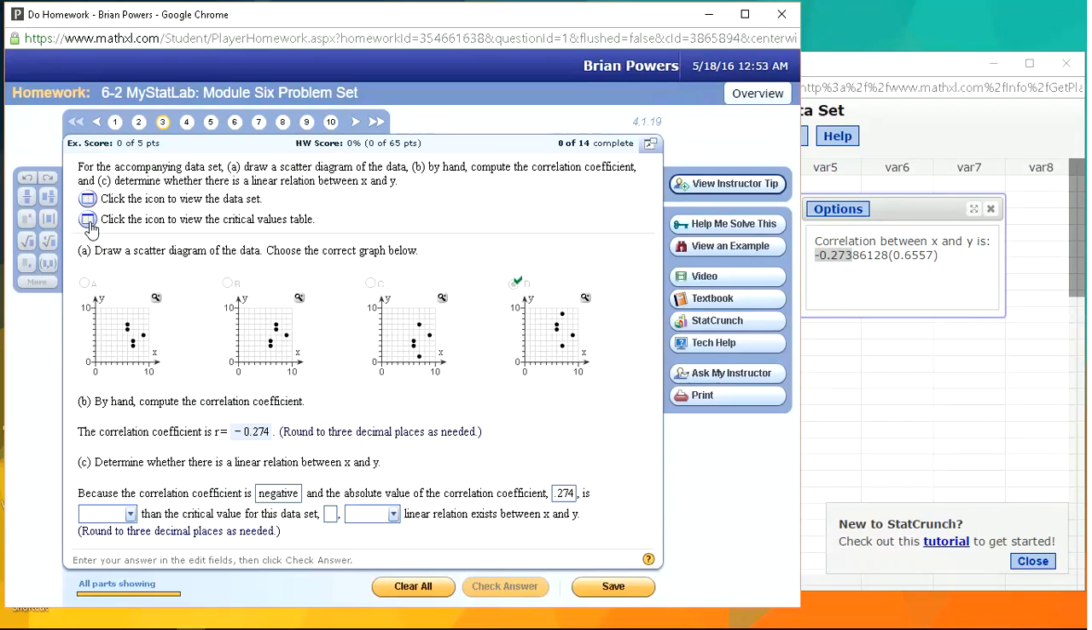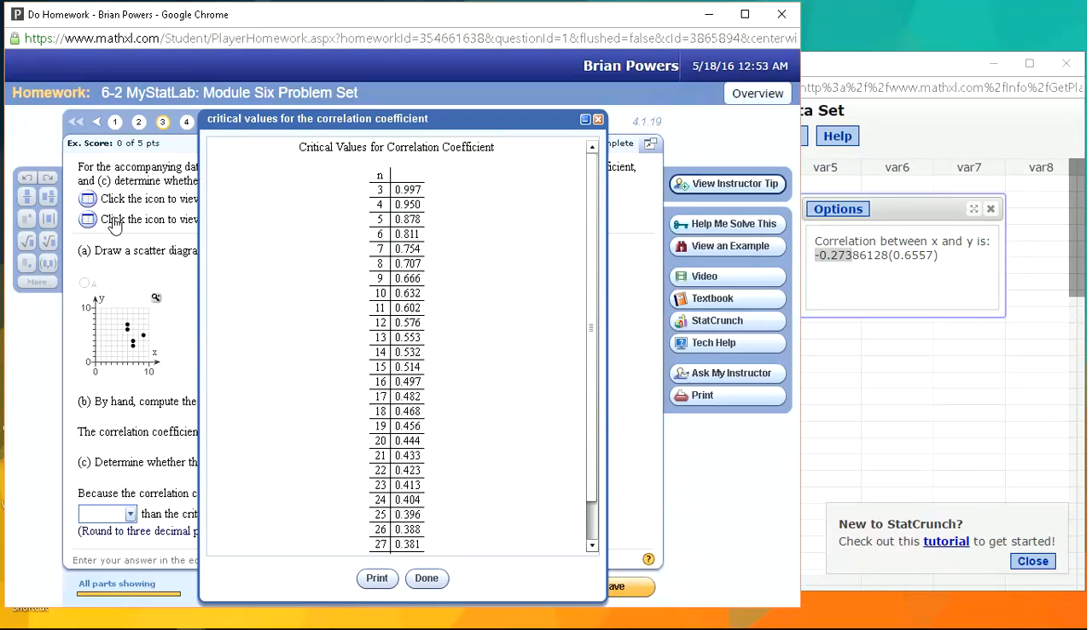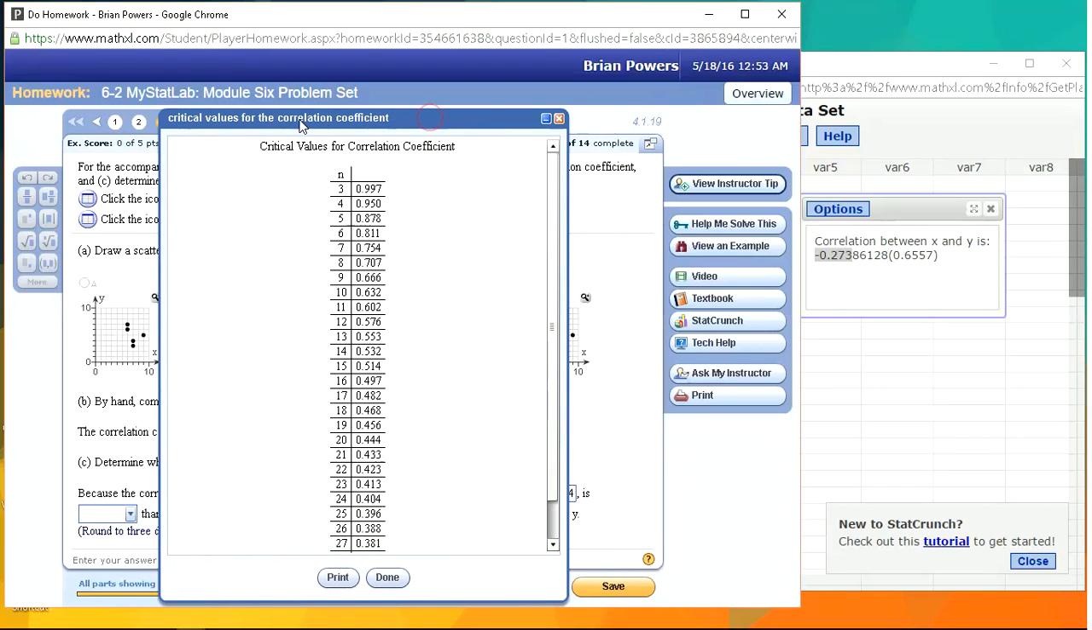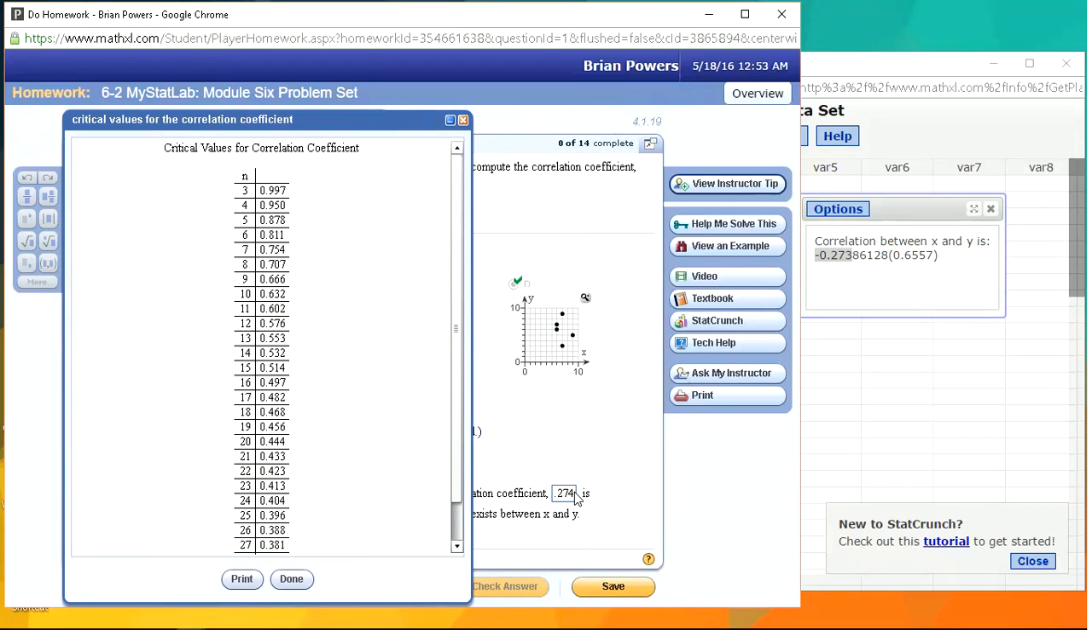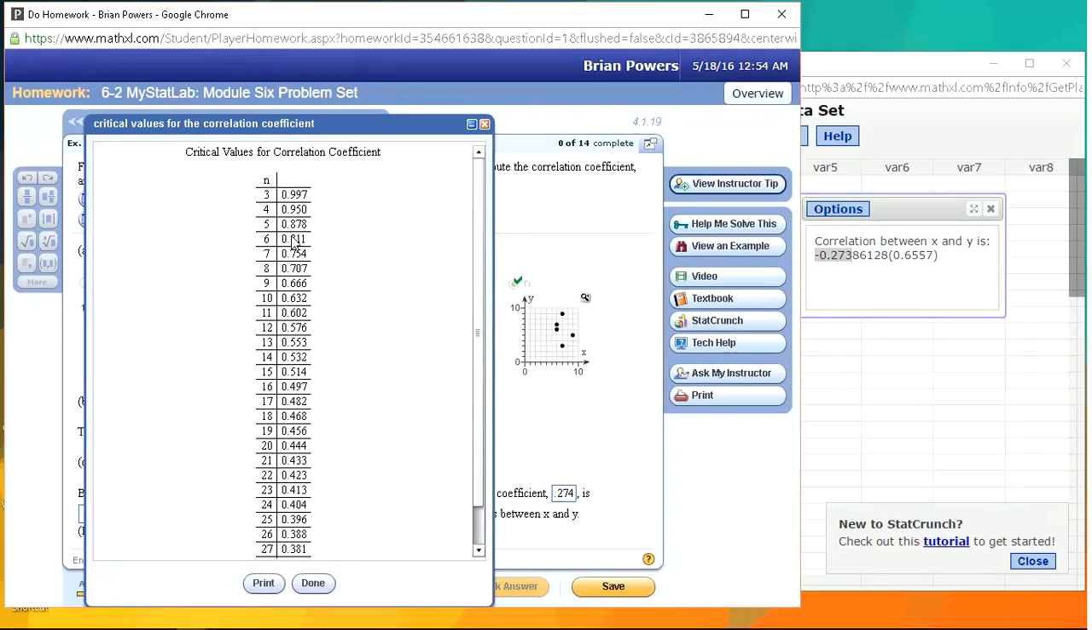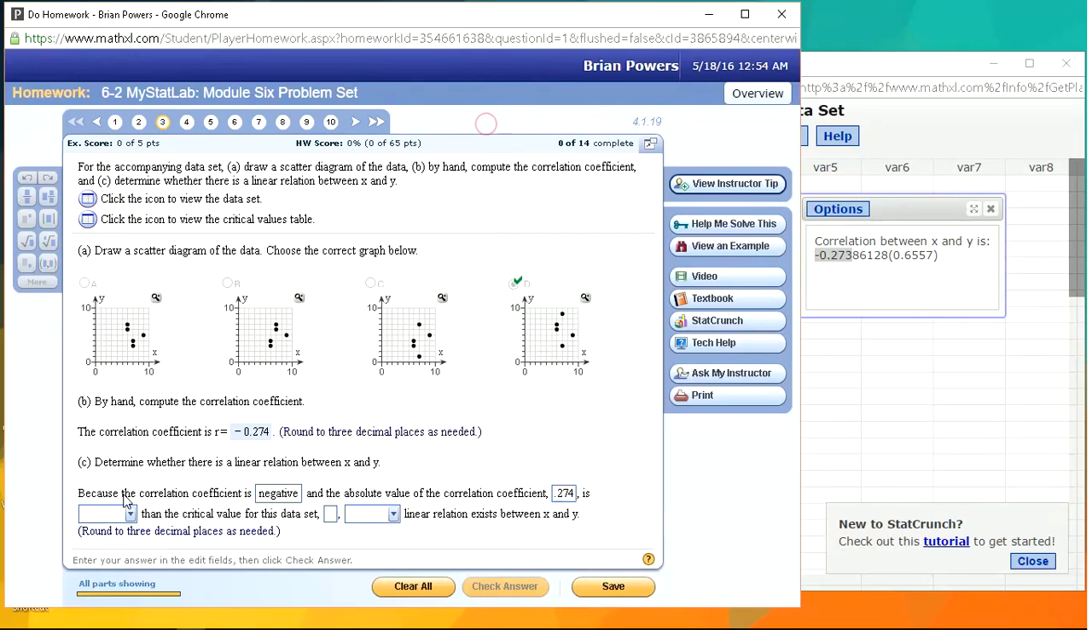What this is asking you to do is to look at this critical values table. The table, when I click on this, it's going to pull it up. So this is saying if I have 5 points of data, I would only conclude a linear relationship if the absolute value of the correlation coefficient, which is when you take away the negative sign, right? If the absolute value is bigger than 0.878, then that's strong enough for me to conclude there's a linear relationship. Now, 0.878 is the critical value.